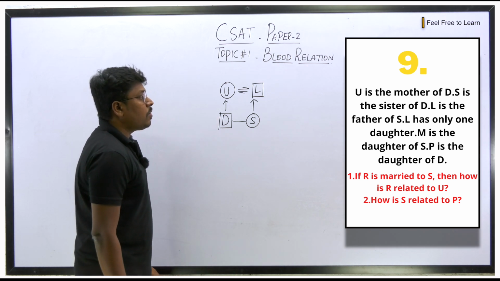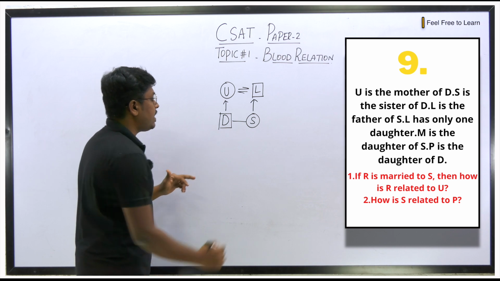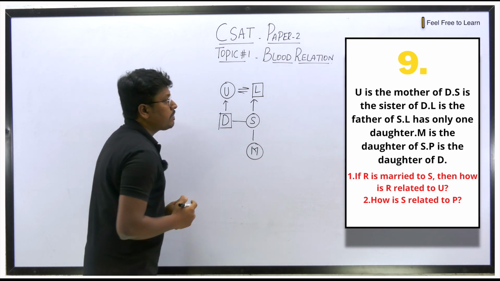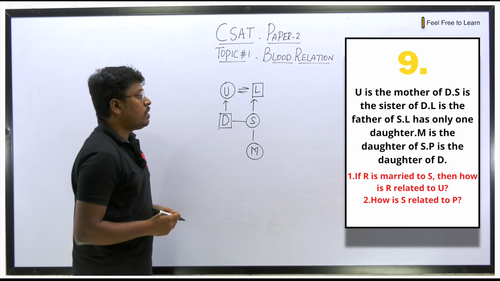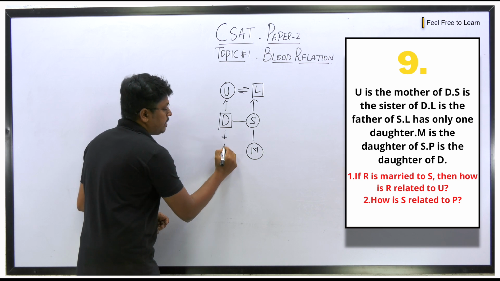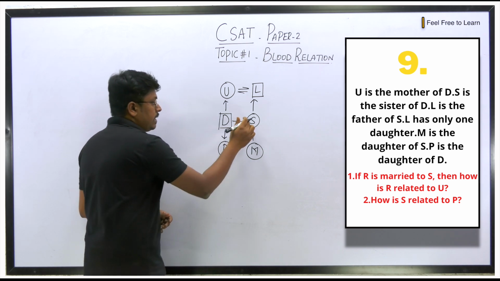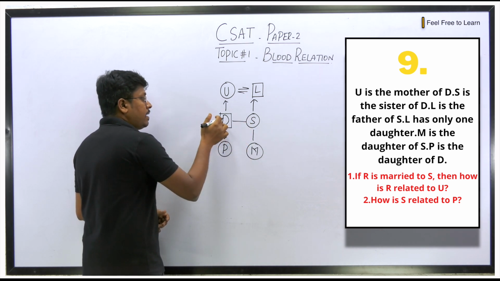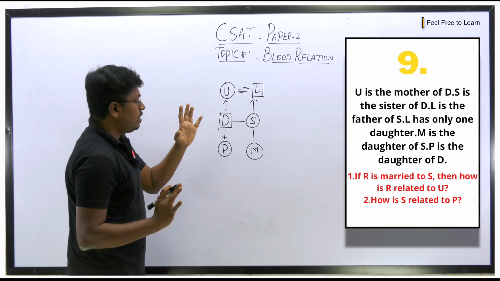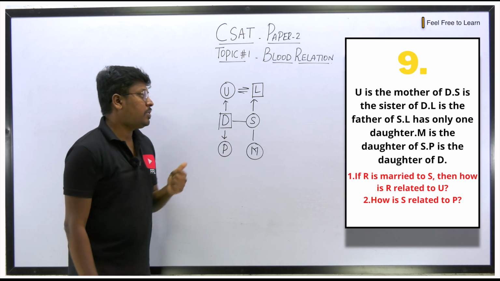M is the daughter of S. So S's daughter is M. Got it. P is the daughter of D. So D's daughter is P. So here S's daughter is M and D's daughter is P. Right. So finally we have drawn the tree diagram, and let me move on to the questions based upon the passage.